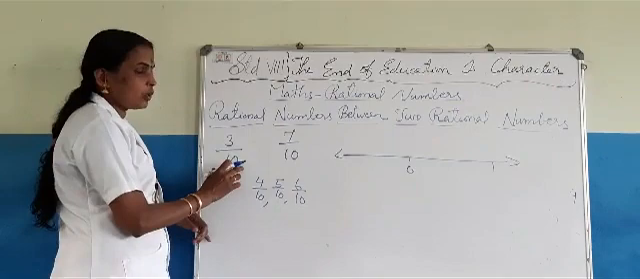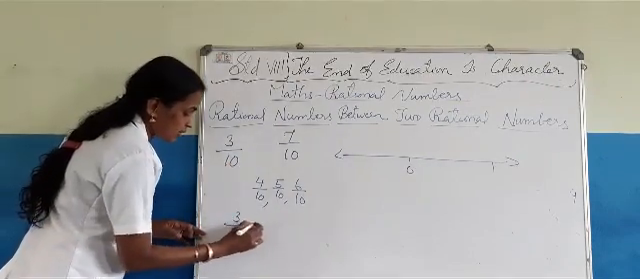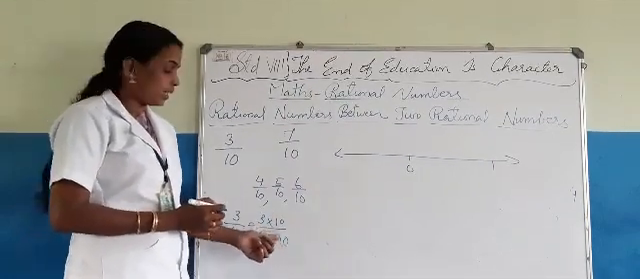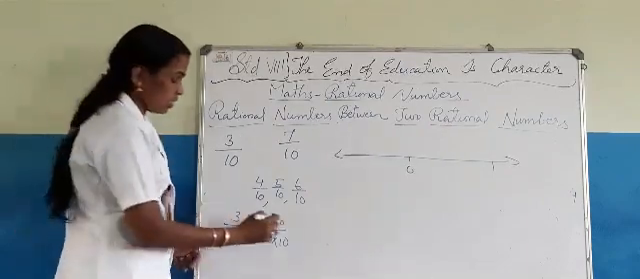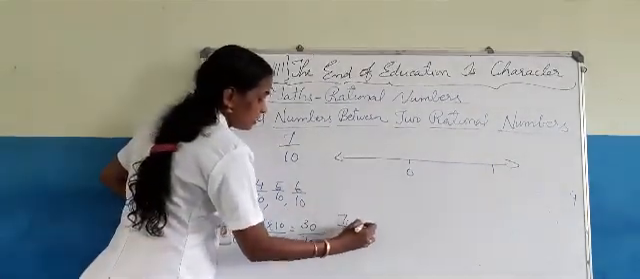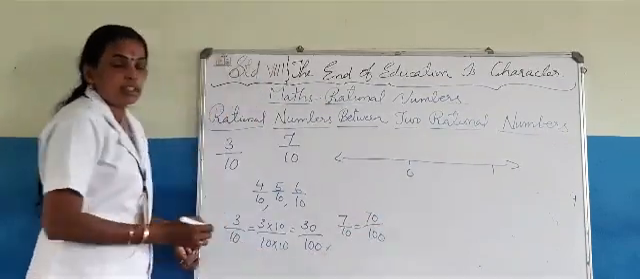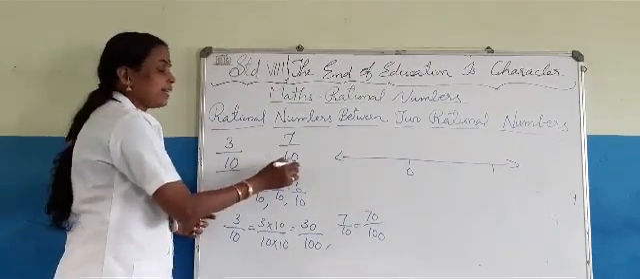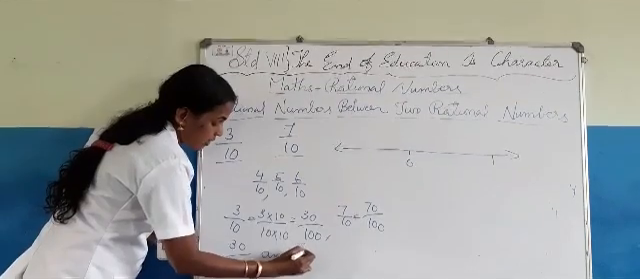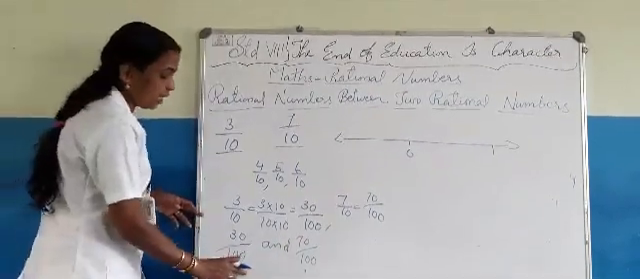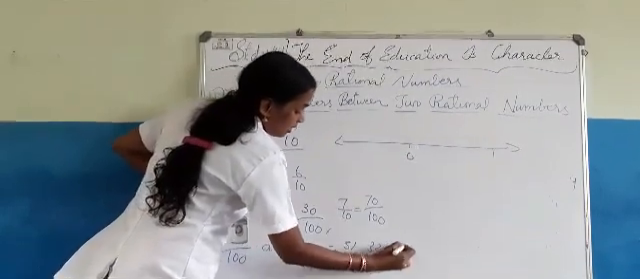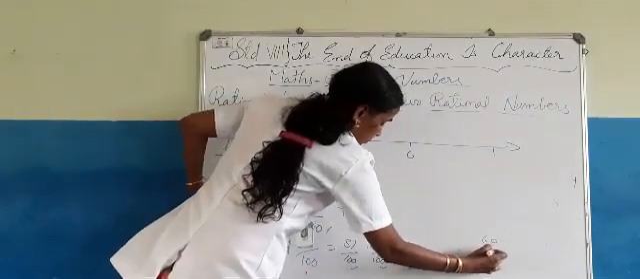Now look at here, children. 3 by 10 is the same as 3 into 10 by 10 into 10. If we multiply the same number on both numerator and denominator, the value will not change. So it is equal to 30 by 100. Similarly, 7 by 10 is equal to 70 by 100. Instead of finding rational numbers between 3 by 10 and 7 by 10, we can find rational numbers between 30 by 100 and 70 by 100. In between them, we can find 31 by 100, 32 by 100, 33 by 100, and so on up to 69 by 100.